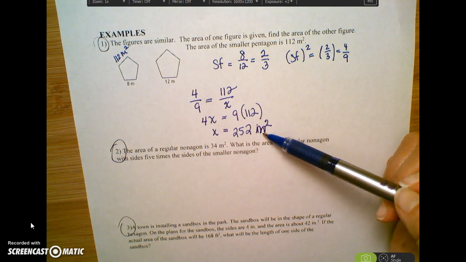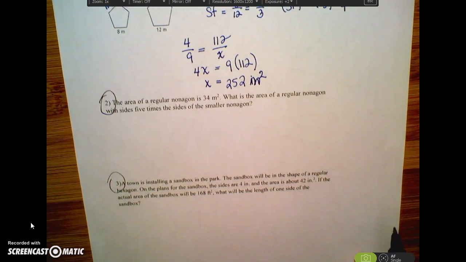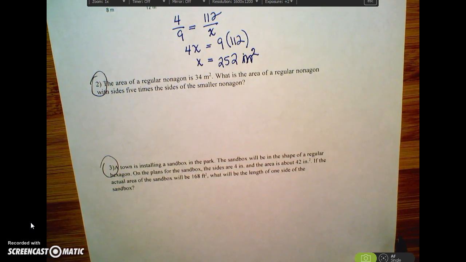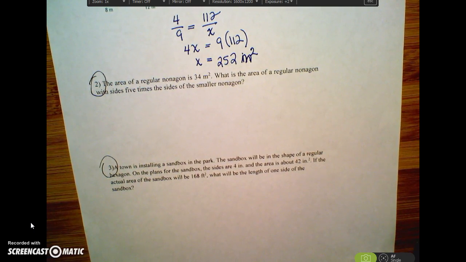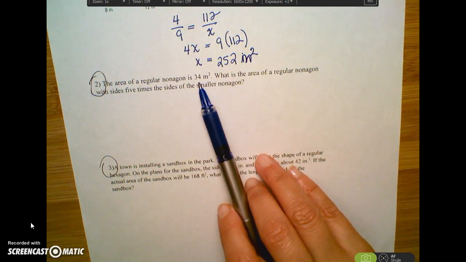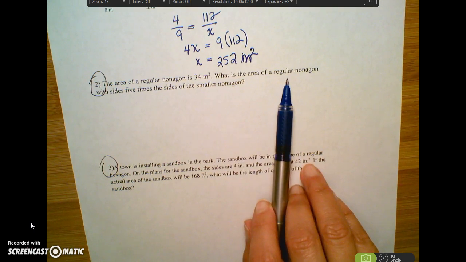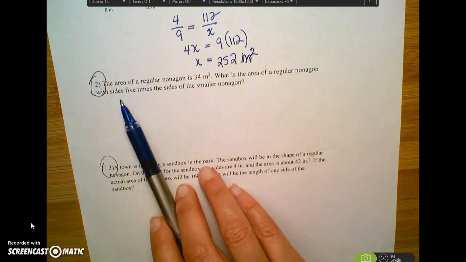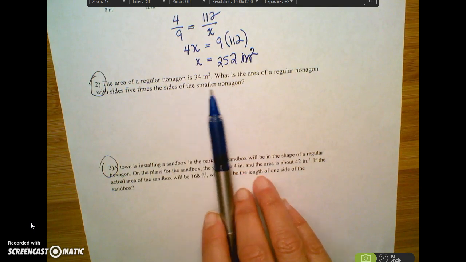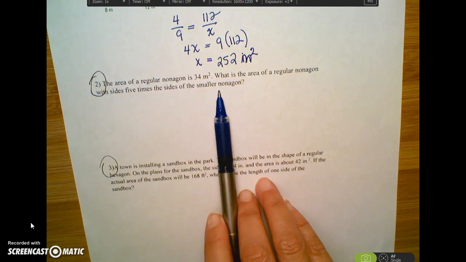Don't forget your units. Okay, so in the second question, the area of a regular nonagon, anybody remember how many sides that is? Right, it's 9 sides. So the area of a regular nonagon is 34 square meters. The area of another nonagon with sides 5 times the size of the smaller nonagon, what will that be?